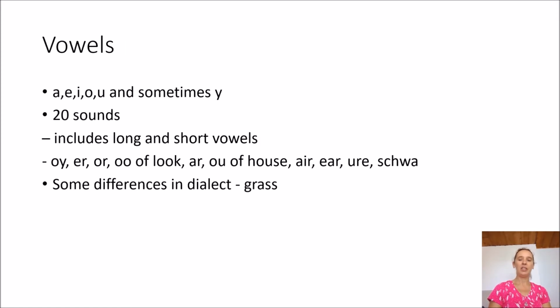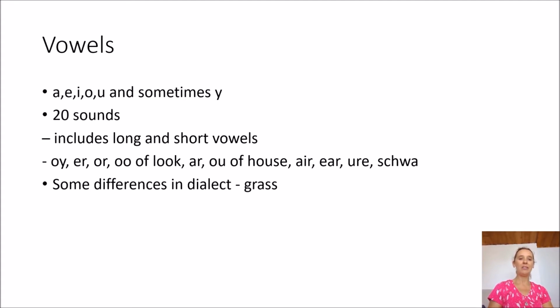So the vowels. I think most people will be confident there's A, E, I, O, U and sometimes Y, depending on the word. So in my name Tracy, the Y on the end is making the sound E, so therefore it's a vowel sound. In the word sky, the letter Y is making the I sound, which is also a vowel sound.